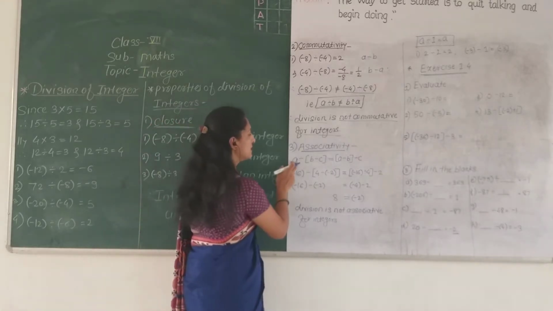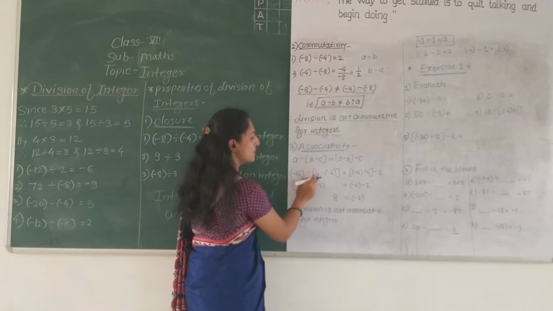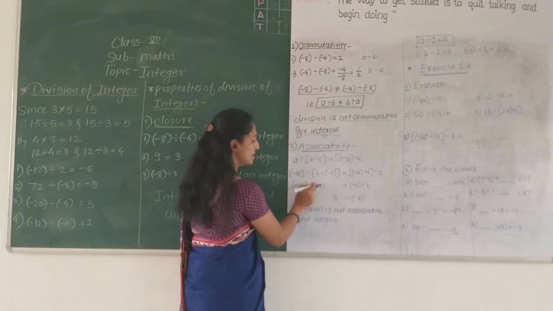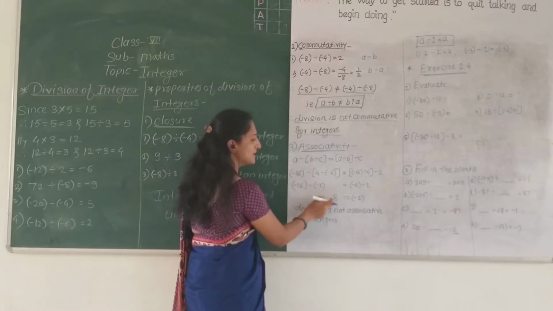So here I take a is negative 16, b is 4 and c is negative 2. So negative 16 divided by (4 divided by negative 2). First we have to solve the bracket. 4 divided by negative 2. Now 2 twos are 4, that means the answer is 2. But here one of the integers is negative, so the answer is negative 2. Then negative 16 divided by negative 2. 2 eights are 16. Both the integers are negative, so the answer is positive 8. So on the left hand side we get the answer 8.